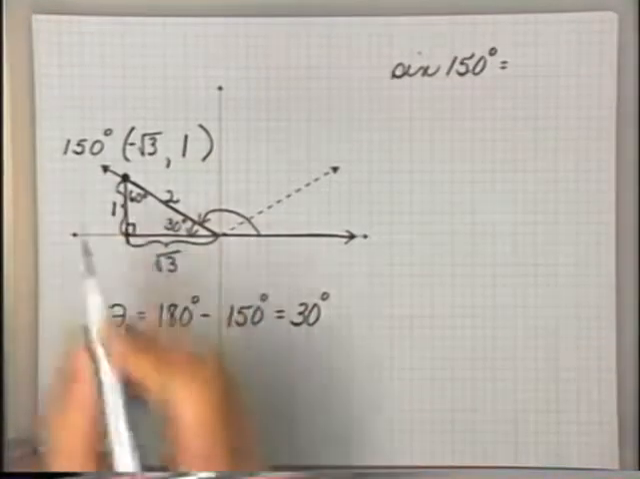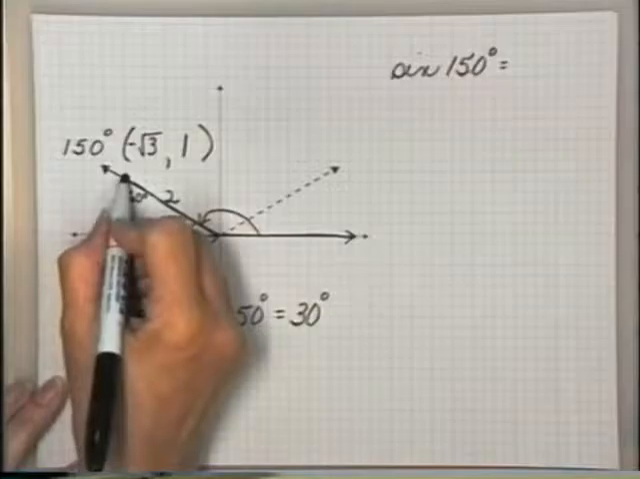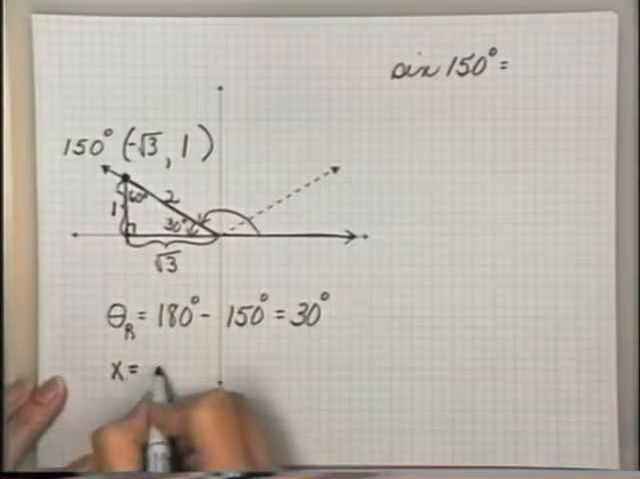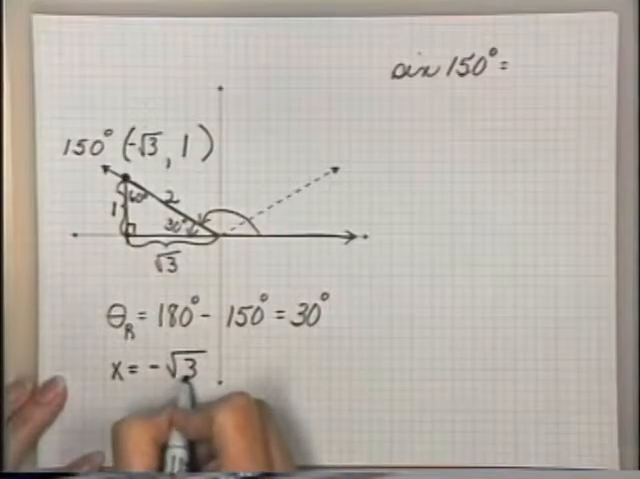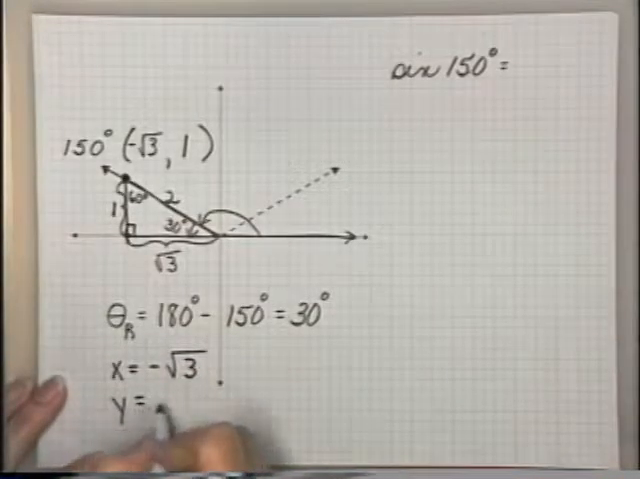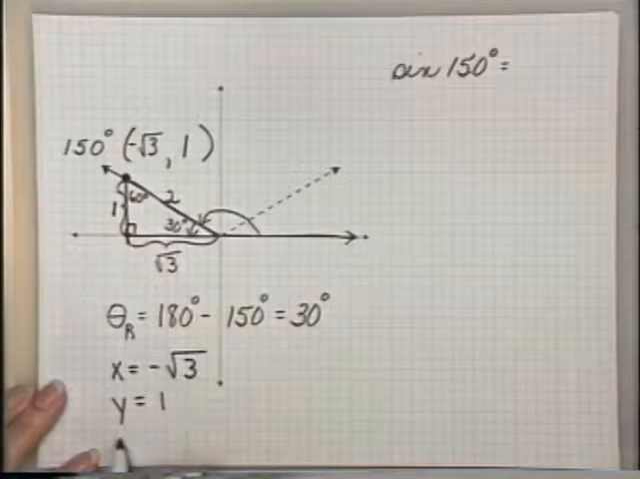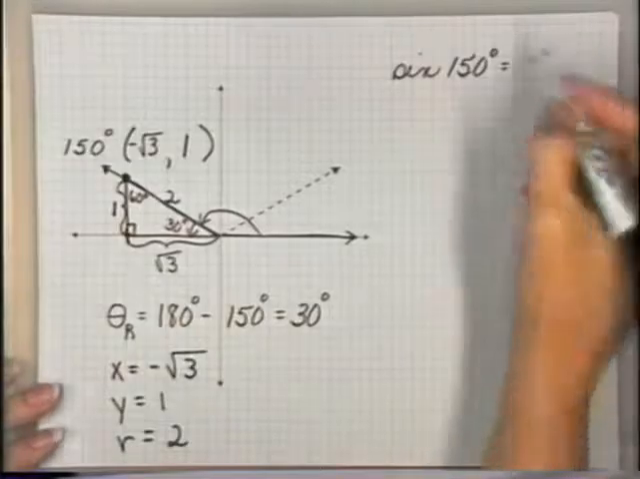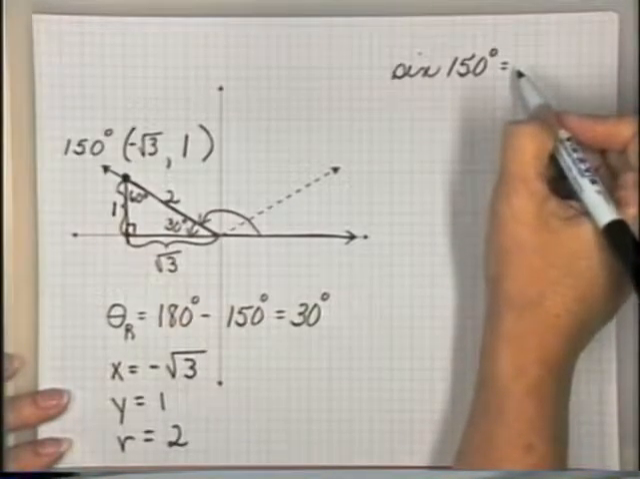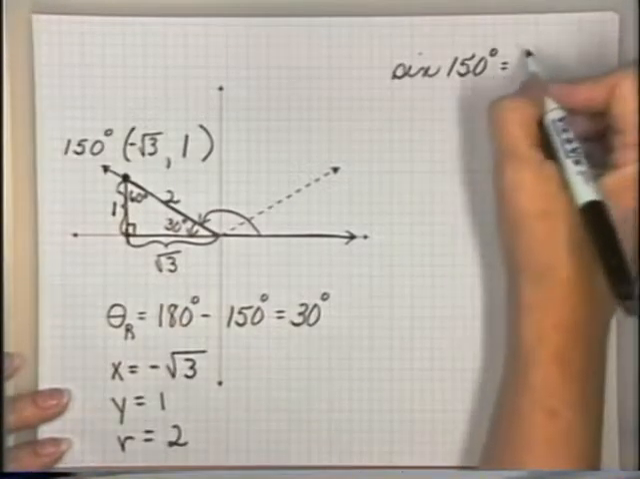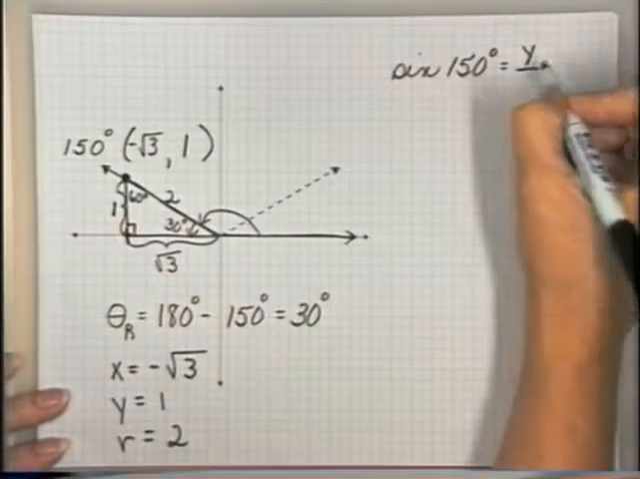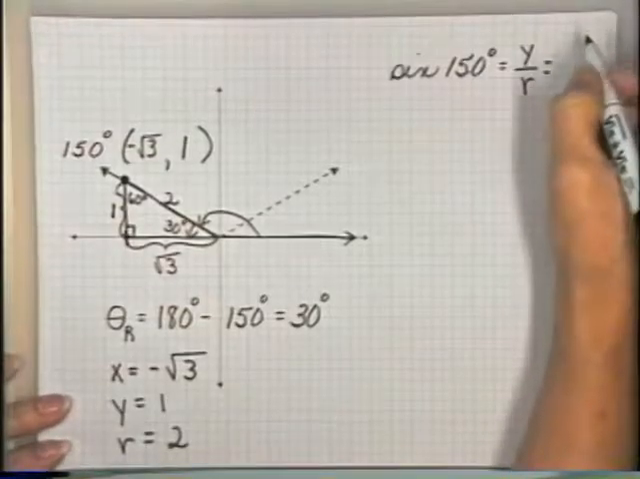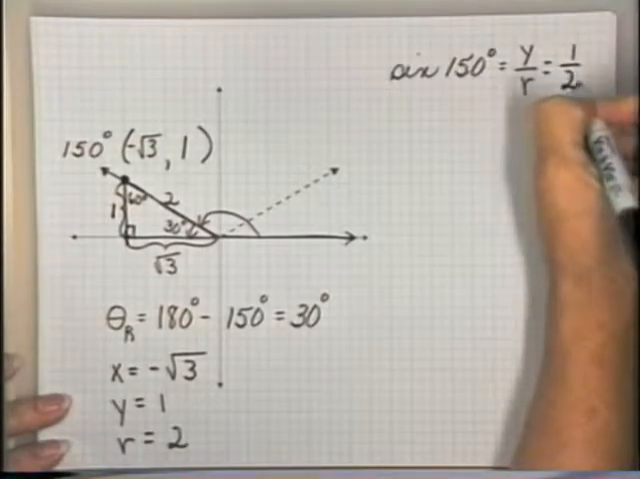and I already know what r is. So for 150 degrees, one of the points on its terminal side would have an x coordinate of minus the square root of 3, a y-coordinate of 1, and r would equal 2. Now, if I want to find the sine of 150 degrees, I know that the sine function equals the y-coordinate divided by the r-coordinate, and so in this case, that would be 1 over 2, or 1/2.